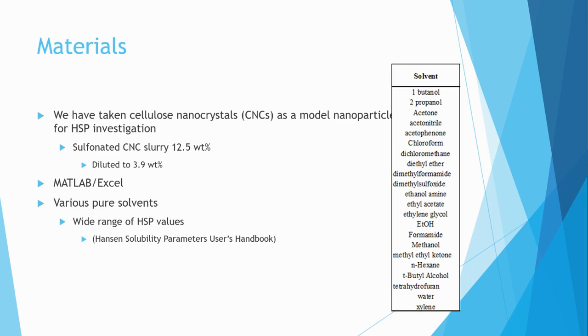When you are selecting solvents for this experiment, you want to use solvents that encompass a wide range of HSP values. For example, you want a range of solvents of high dispersive values and low dispersive values, high polar and low polar, high H-bond and low H-bond. As a reference, the solvents listed here encompass a relatively wide range of HSP values. To find the HSP values of common solvents, we use the Hansen Solubility Parameters User's Handbook.